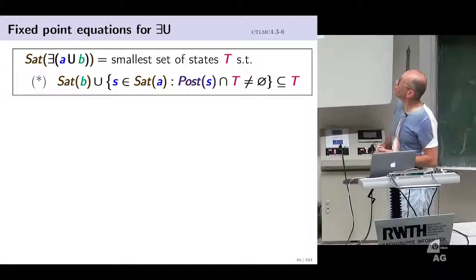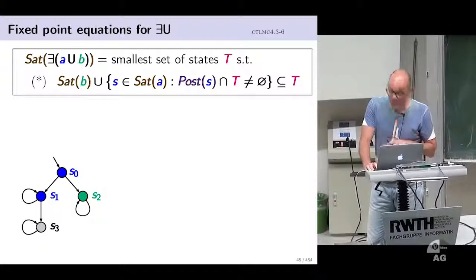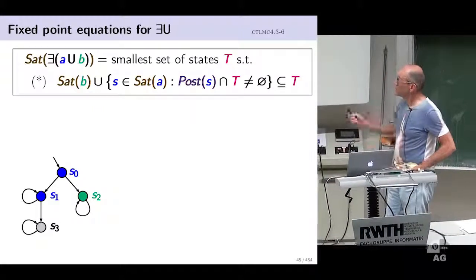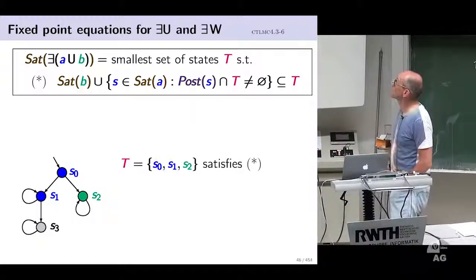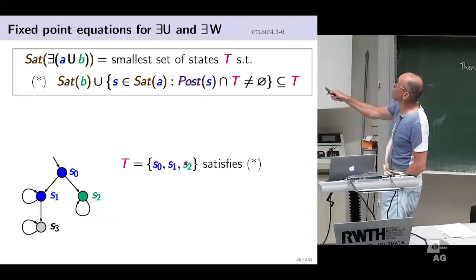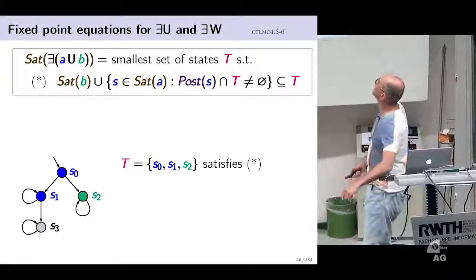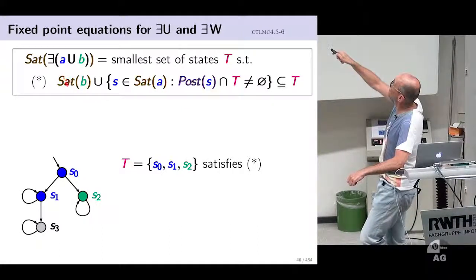So the fixed point equation for existential until that we just have seen is the smallest set. So here is an example. Why do we need the smallest set? So let's consider this transition system. The set of states, for instance, S0, S1, S2, satisfies star. So let's check this. Ignore the smallest; it's just a set of states satisfying.